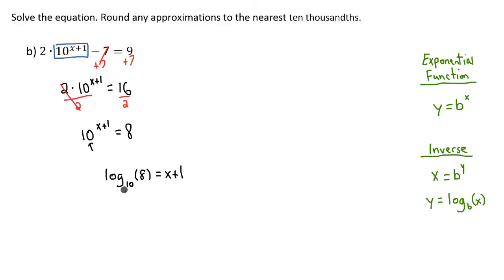Now, offhand, I don't know what 10 to a power will be 8. Imagine if you had 10 to the x power equals 8. I don't know what that is, so I'm going to use my calculator to evaluate it. That's going to be 0.9031. So that's an estimation there. And then we have x plus 1. And then all I have to do is take away 1 from both sides. That goes away. And then we're left with a negative 0.0969, and that's going to be what x approximately equals.